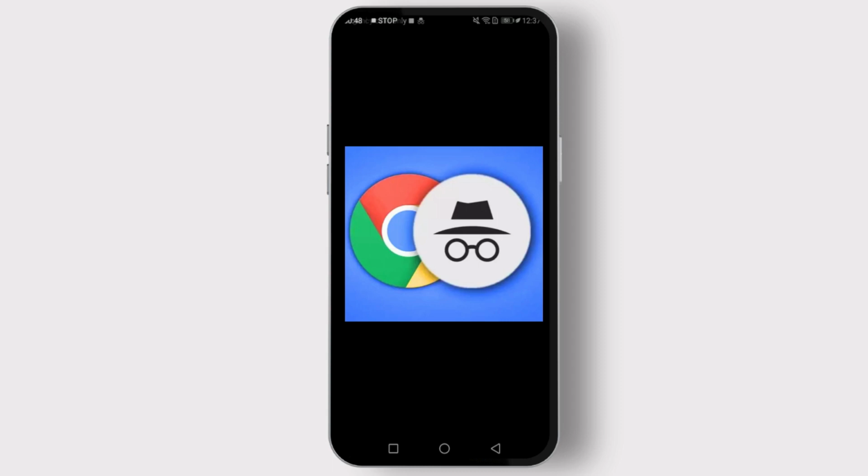Remember, this method should only be used for ethical purposes like monitoring your own device or ensuring your kid's safety online with your consent. There's no standard way to retrieve incognito history because, well, it's meant to be incognito. Always browse responsibly and respect privacy.